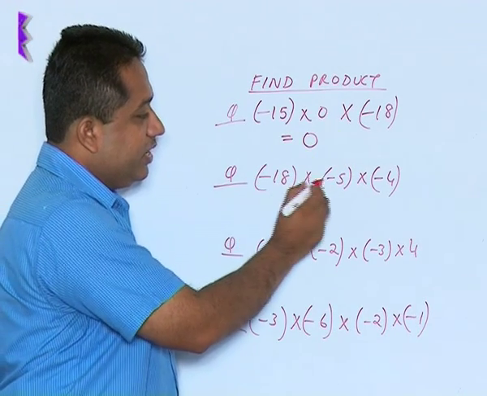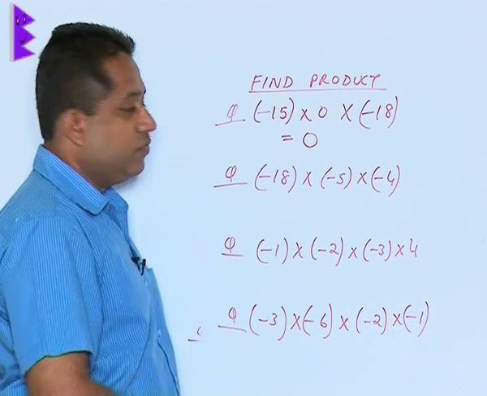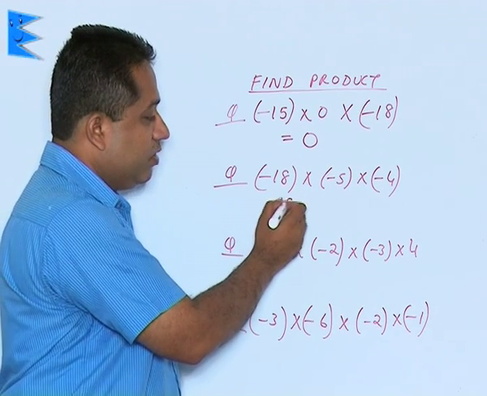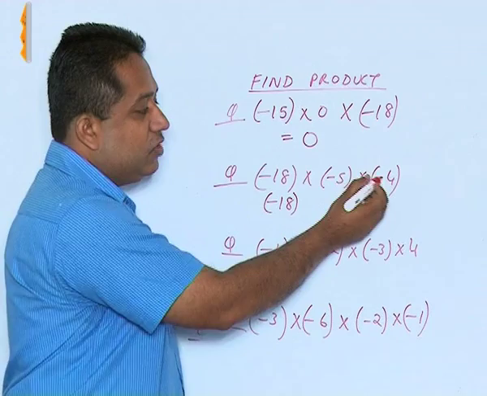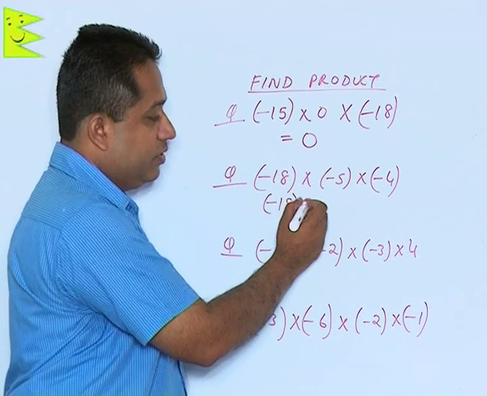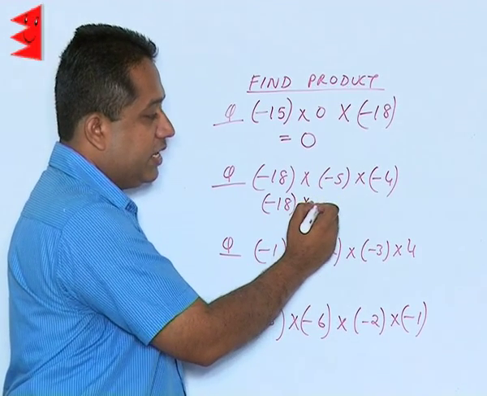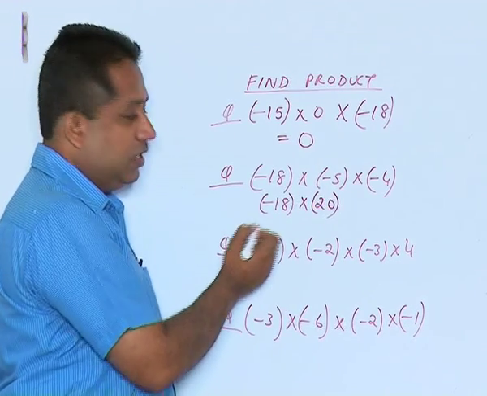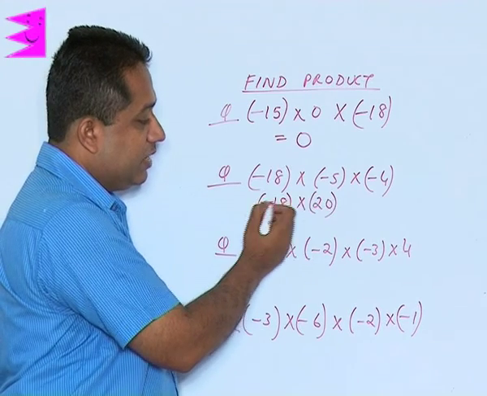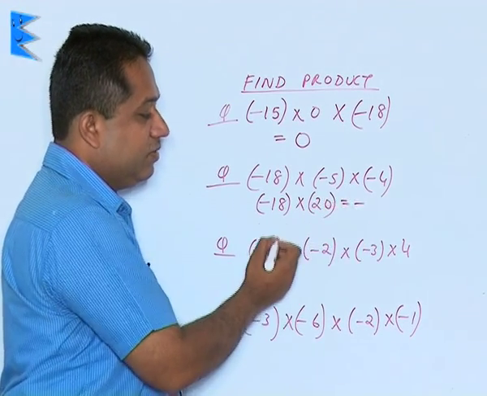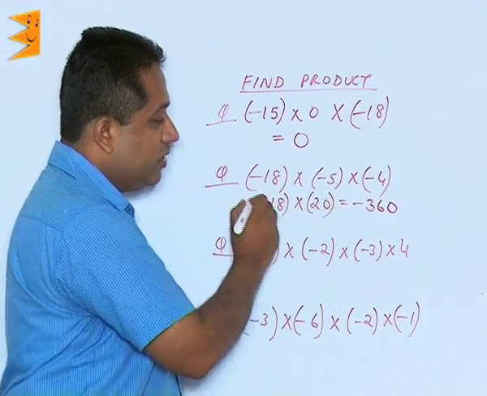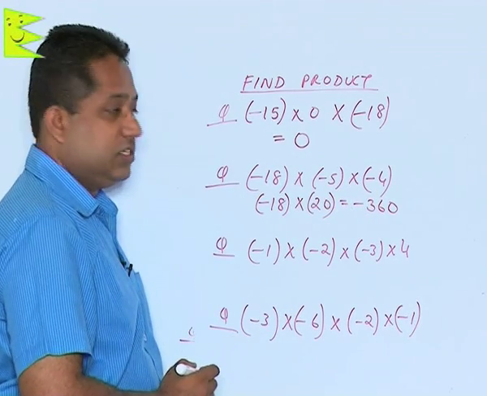The second one is minus 18 into minus 5 into minus 4. So, we have to multiply the 3, and these are 3 negative numbers. So, minus 18 we are going to keep it as it is and multiply minus 5 and minus 4 first. When we multiply two negative numbers, the result will be positive. So, we are going to write minus 5 into minus 4 as positive 20. Then we have minus 18 multiplied with 20. So, when we multiply a positive number and a negative number, the result is going to be negative, and when we multiply 18 into 20, the result will be 360. So, the answer of this will be minus 360.